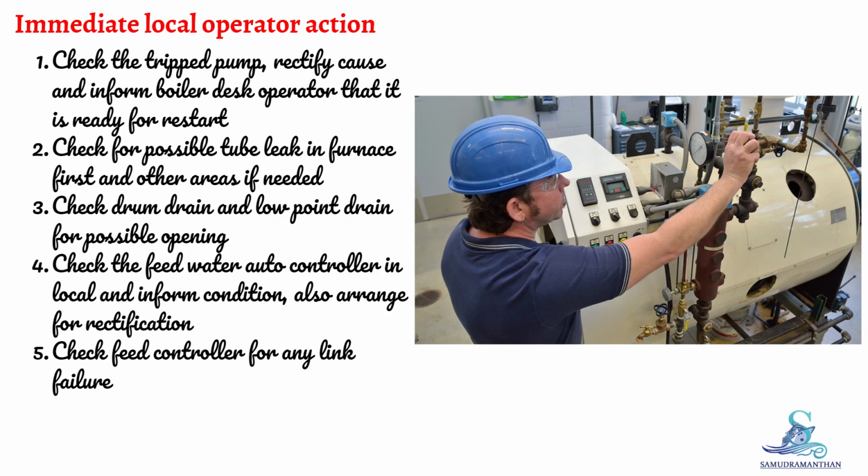Immediate local operator action. Check the tripped pump, rectify the cause and inform the boiler desk operator that it is ready for restart. Check for possible tube leak in the furnace first and other areas if needed. Check drum drain and low point drain for possible opening. Check the feed water auto controller in local and inform condition. Also arrange for rectification. Check feed controller for any link failure.